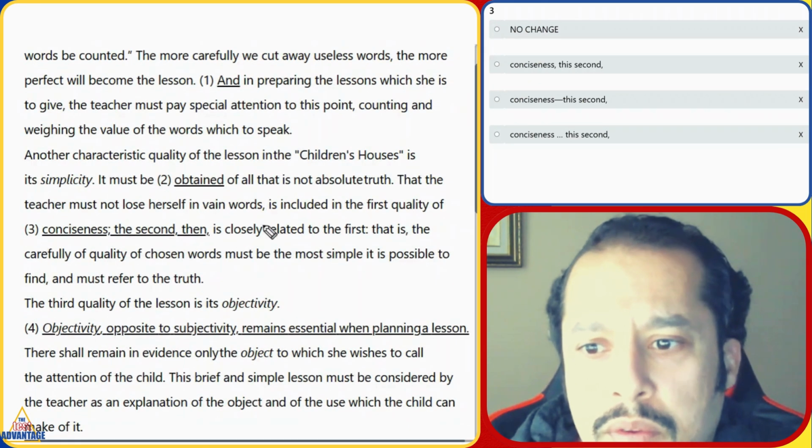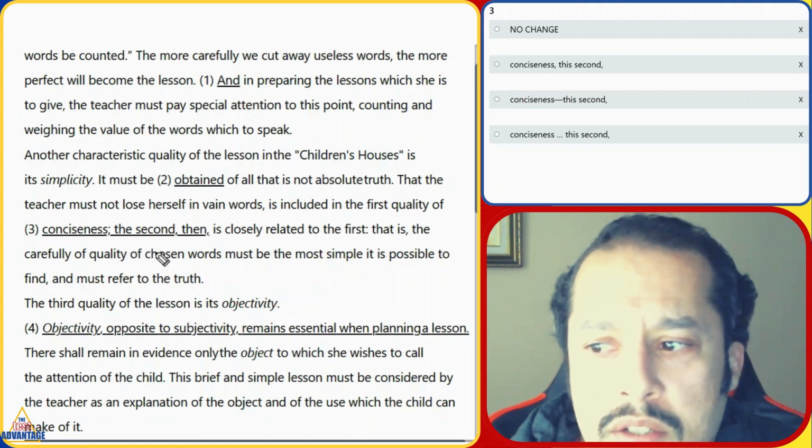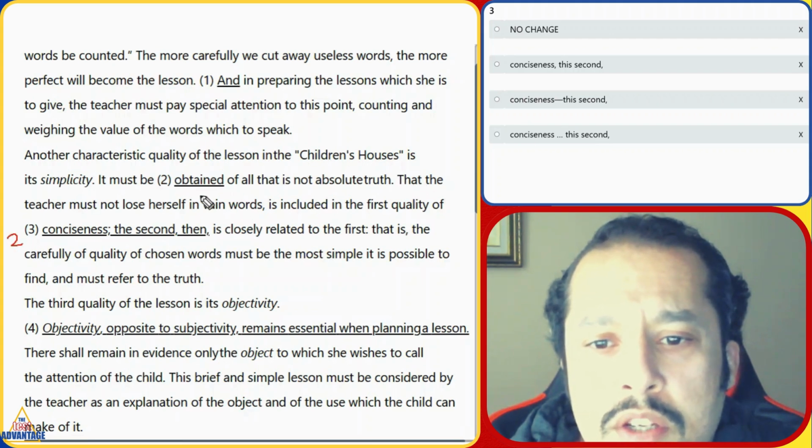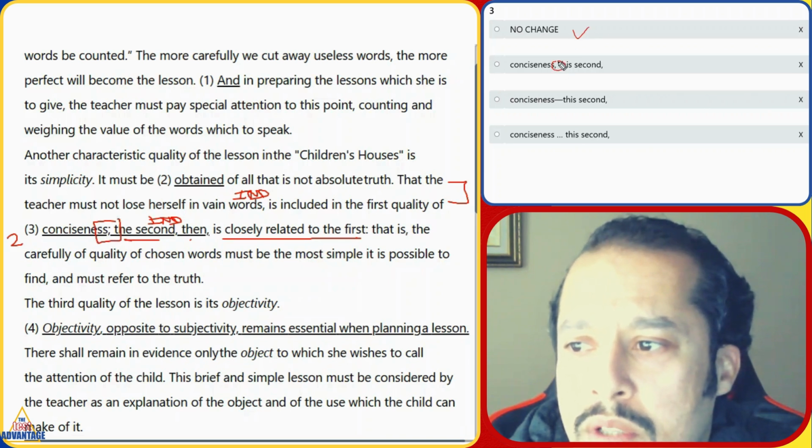Question number 3. How many independent ideas do we have here? We have 2. Idea number 1, that the teacher must not lose herself. This is an independent idea. Idea number 2, the second, then, is closely related to the first, independent idea. So we use a semicolon. We can't use a comma.